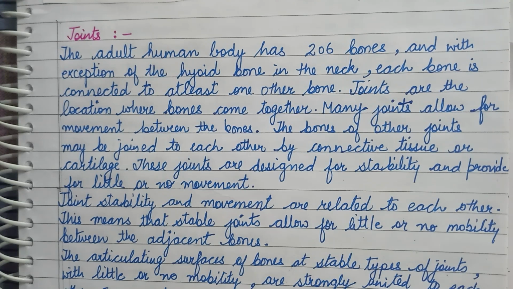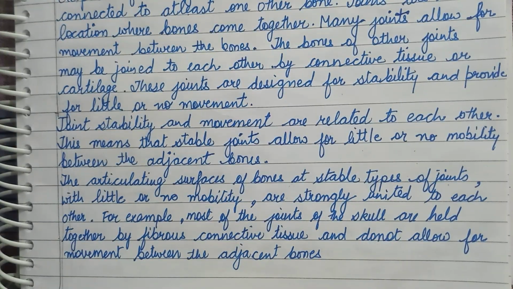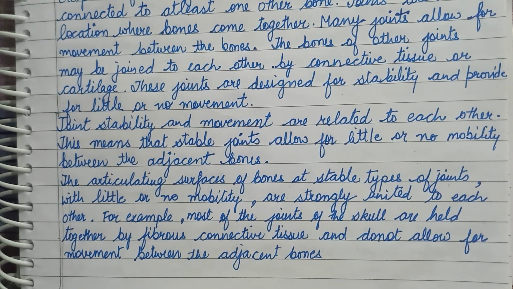Joint stability and movement are related to each other. This means that stable joints allow for little or no mobility between the adjacent bones. The articulating surfaces of bones at stable types of joints, with little or no mobility, are strongly united to each other. For example, most of the joints of the skull are held together by fibrous connective tissue and do not allow for movement between the adjacent bones.